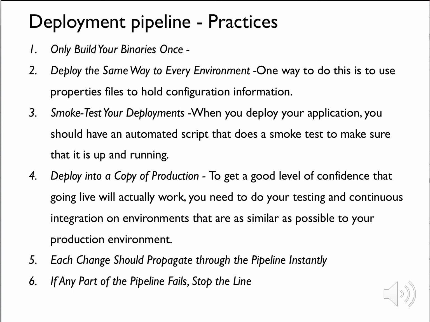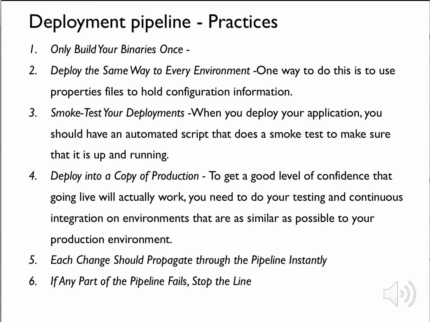So what are the practices we need to follow for the deployment pipeline? Only build your binary once. Remember, continuous delivery has a number of stages: you have the commit stage, acceptance stage, then UAT and production stage, and capacity stage. But you don't want to build your binaries at each and every stage. Rather, you just want to build your binary once, so that you can verify that version of the build in later stages of the continuous delivery cycle.